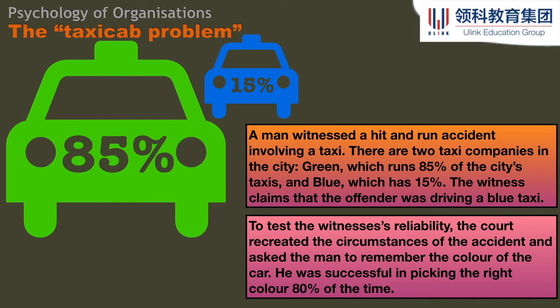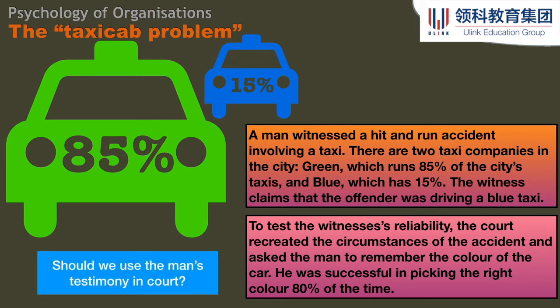So the witness claims that the offender was driving a blue taxi. Now, this makes the search for the person who hit the man much easier because we only have to look at 15% of all the taxis. But in this experiment, or this hypothetical, they try to test the witness's reliability and discover that he's only successful 80% of the time when trying to recreate the circumstances of the accident using random colors, whether it's green or blue. So if this were the case, we have to ask ourselves, should we use this man's testimony in court?